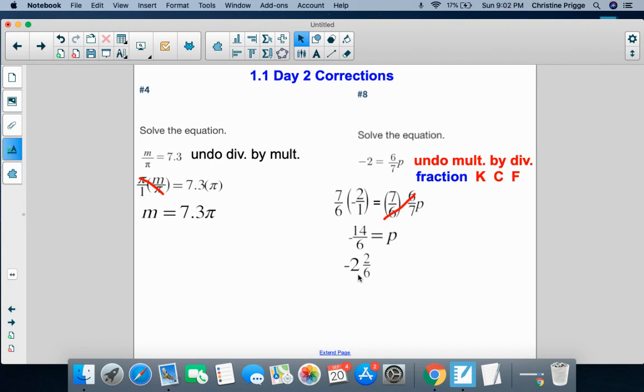You could turn it into a mixed number, okay? Or maybe your calculator gave it to you as a mixed number. And this isn't even a reduced mixed number. This would be the actual reduced mixed number. I think this is what Big Ideas was looking for.